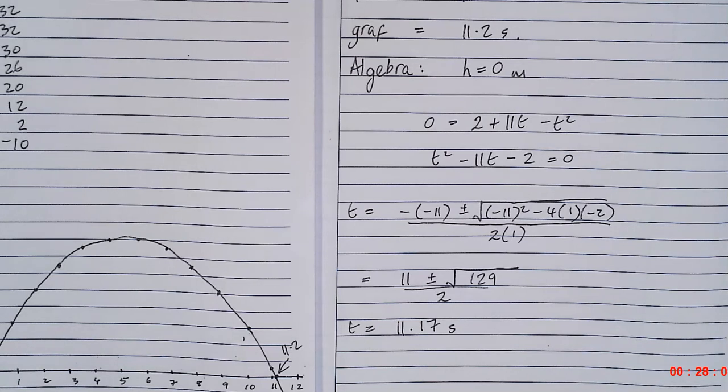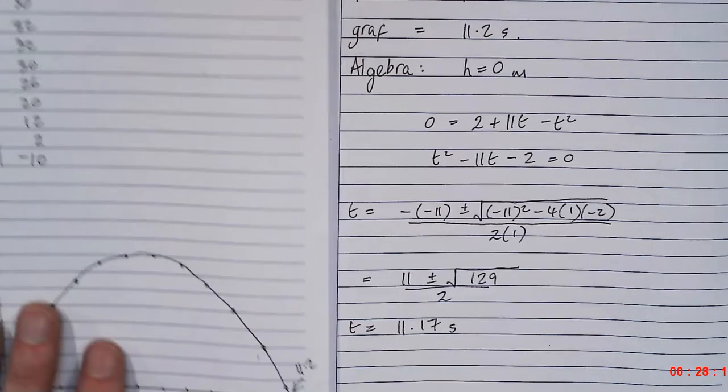Due to a fault, the firework explodes at a height of 24 meters. Use mathematical tools, table, graph and algebra, to determine the times at which this could have occurred. Okay, so we use our own table.